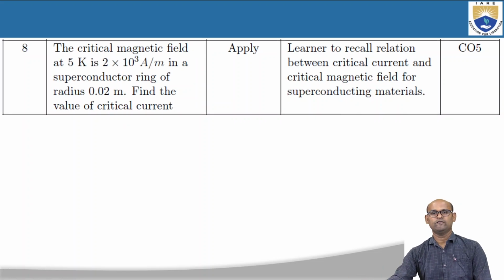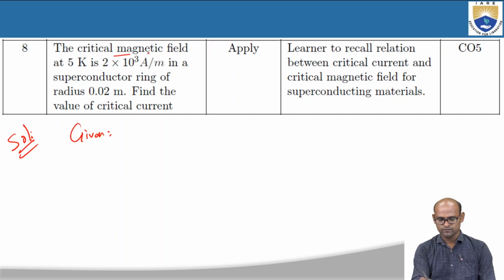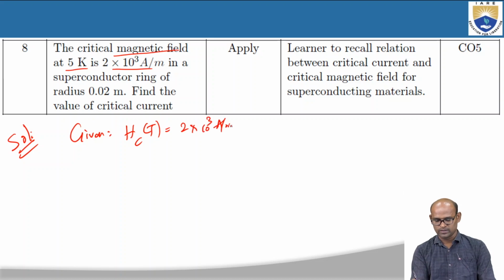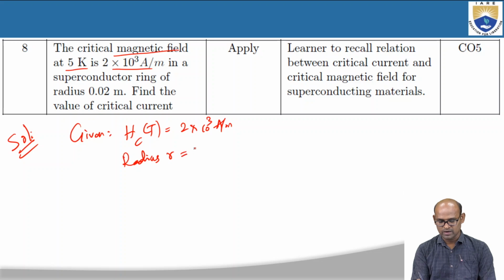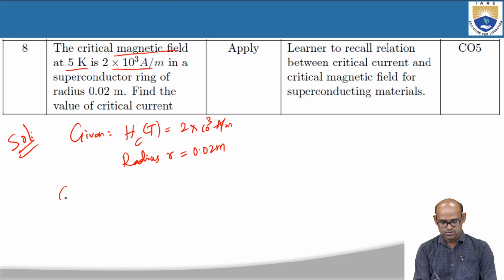The critical field at 5 Kelvin is 2 into 10 power 3 amperes per meter in a superconductor ring of radius 0.02 meters. Find the value of critical current. So we need to find the critical current. They have given us the magnetic field at 5 Kelvin, so Hc of T is 2 into 10 power 3 amperes per meter, and they have also given the radius as 0.02 meters. We need to calculate the critical current.